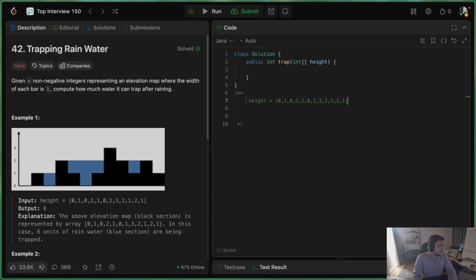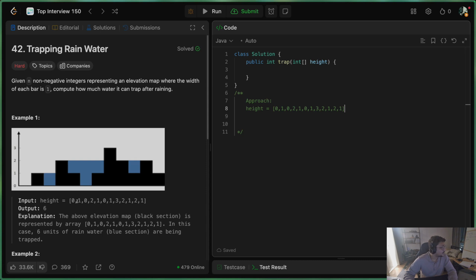So let's take this input array and see what we can do to solve this problem. By looking at the picture, we notice that the water can only stay between two verticals which are of height greater than 0, and the height of the water is bounded by the minimum of either the left vertical or the right vertical.